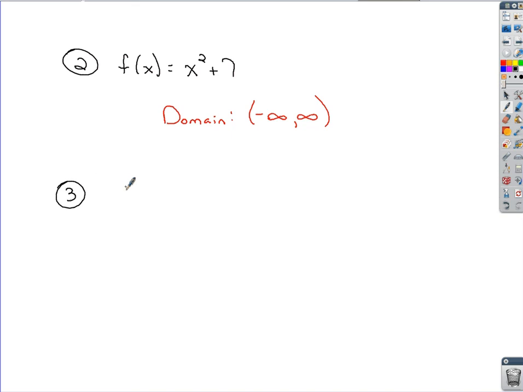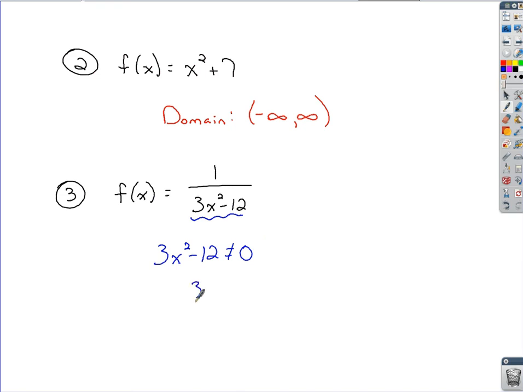All right, speaking of denominators that have x's floating around in them, let's try a rational function. f of x equals 1 over 3x squared minus 12. You've got a rational function, with x's floating around in the denominator. You can't divide by 0. So you take that expression that represents the denominator, set that not equal to 0, and solve for x. Solving for x here, you could slide the 12 over, divide by 3.